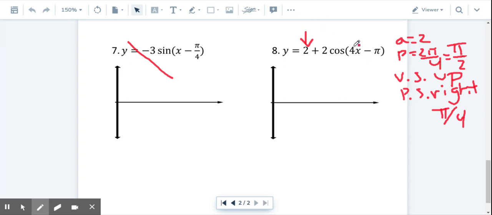So don't forget that when you have a number in front of x, you have to divide it by your c value for your phase shift. So we need to create a new x-axis and a new y-axis. So first we are shifting up 2. So there's my new x, and we're shifting to the right, pi over 4.